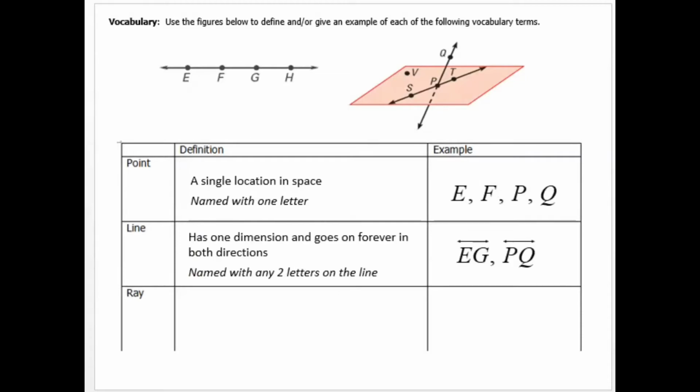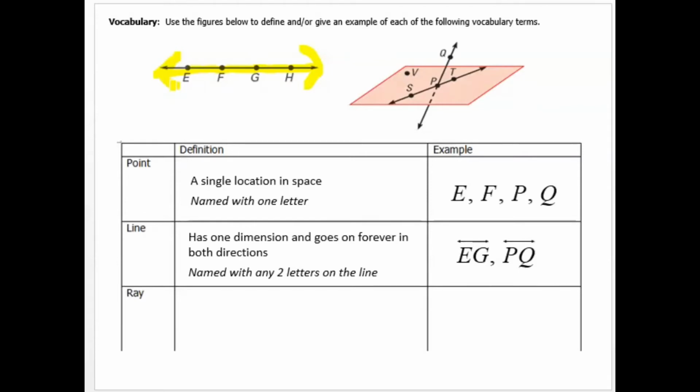The next vocab word is a line. So a line has one dimension and it goes on forever in both directions. So to name a line, you would have to name it with any 2 letters that are on that line. So for example, EG would be the line that connects E to G, and then it's going to continue on past E and past G. So it's going to have arrows to the left and to the right of it.